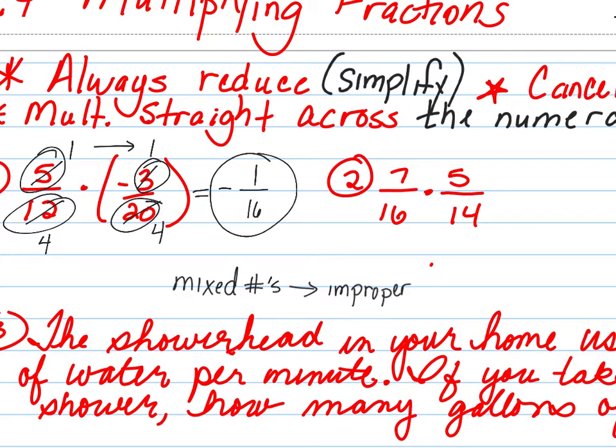All right, so anything cancel on these? Yep, 7 and 14, right? 7 divided by 7 is 1. 14 divided by 7 is 2. Nothing else cancels, does it? So go straight across, and my final answer will be 5/32.